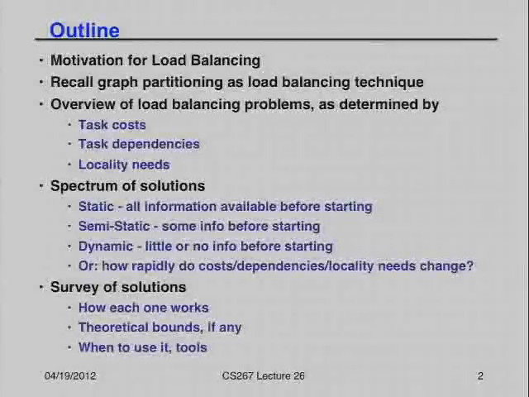Dynamic load balancing is another general technique that comes up all over the place in parallel computing. I'm going to review the motivation. I think it's pretty clear you want your program to go faster. It's not going fast enough.